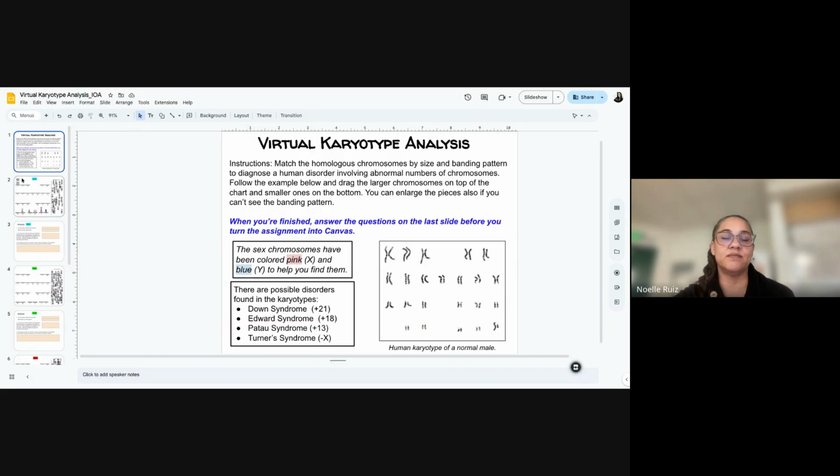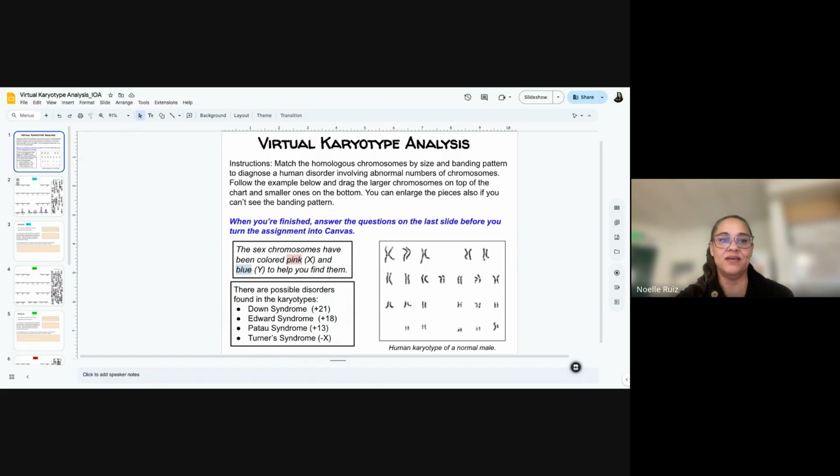Like it says in the beginning, there are some spots that might have 3 in that section. Plus 21 means there's an extra chromosome 21, an extra chromosome 18, an extra chromosome 13. Or minus X means it's missing an X. So a person with Turner syndrome will only have 1 X chromosome. And because there's no Ys, that person will be a certain gender.